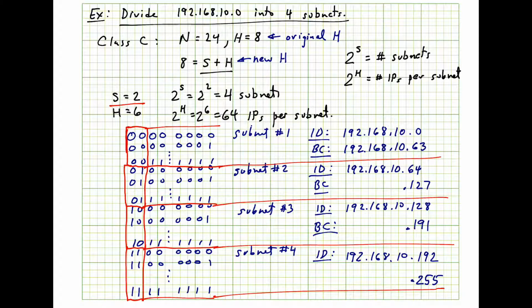Okay? And so this is how you divide a Class C network into 4 subnets by taking the original H equals 8 and turning that into S plus a new H, where our S is 2 and our new H is 6. Okay? So, hope this video helps with that example. I'll do more examples in subsequent videos.